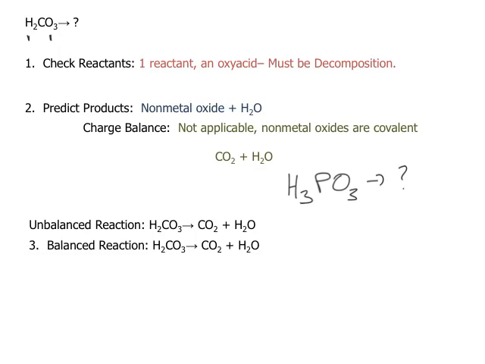So I need to try and remove water. So when I remove water from this one, I want to take out 2 of these hydrogens and 1 of these oxygens to make my water. And that's going to leave me with phosphorus dioxide, which I'm okay with.